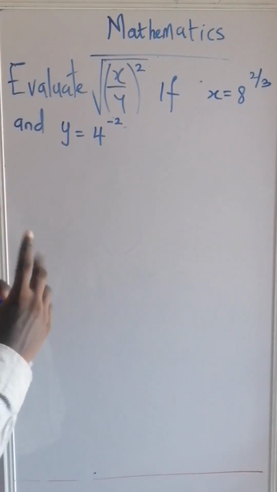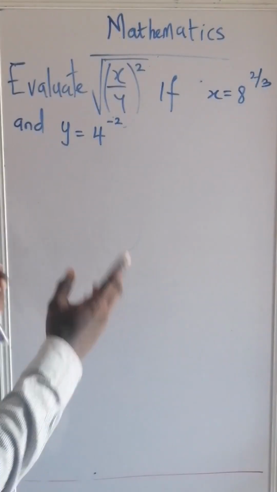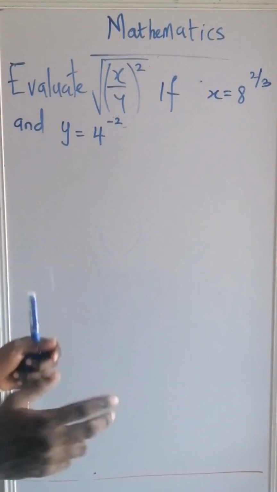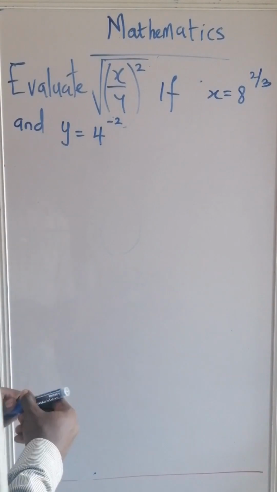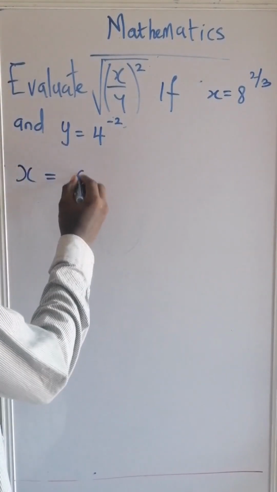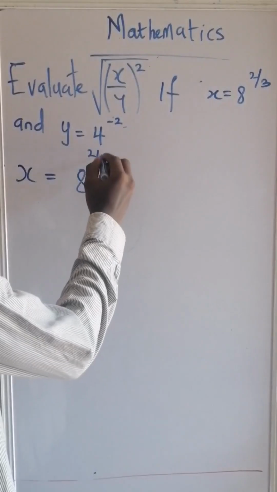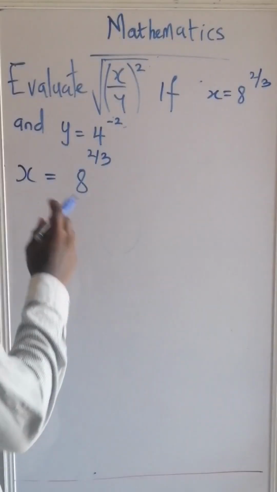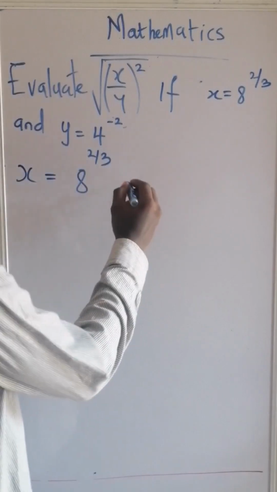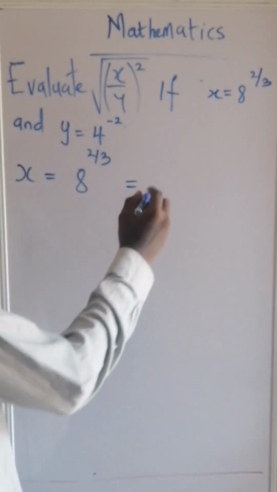Now, if you look at the question on the board, we've been given x, we've been given y, but we just need to apply a little bit of law of indices to move on. So our x, according to the question, is 8 raised to 2 over 3. But we can solve this by applying a law of indices. I don't know if you are very good with your law of indices.